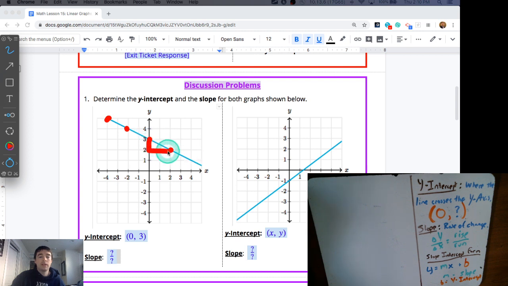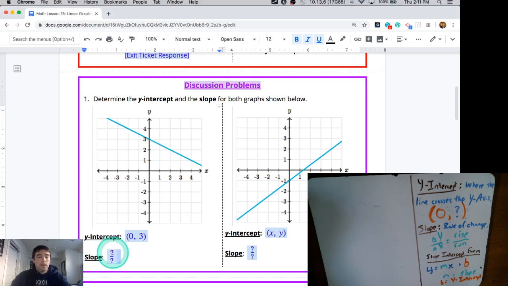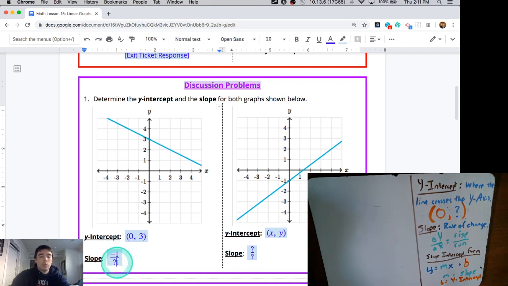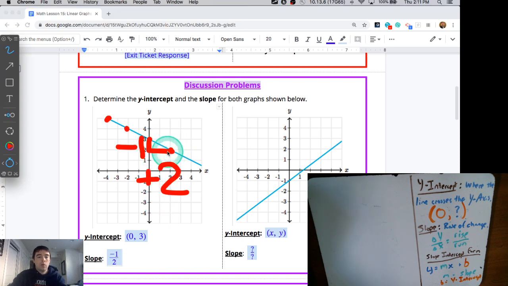I'm going to focus on these 2 right here. To get from one to the other, we need to travel down by 1 unit, and we need to travel right by 2 units. This line goes down by 1, right by 2, down by 1, right by 2. That tells me the slope is losing 1, going down by 1, which is a negative 1 for y, every time we move right by 2. So again, that's how we got to our slope of negative 1 over 2 right there.